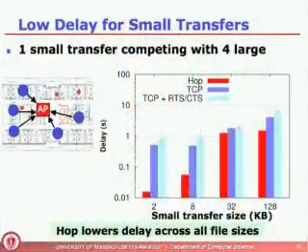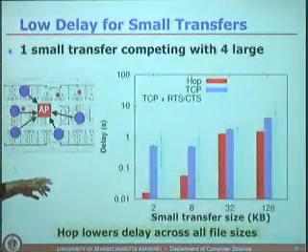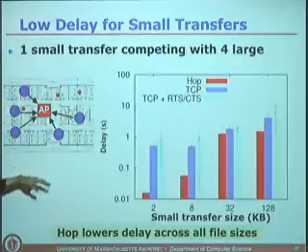Okay, small delays. So in this experiment, there's 1 small transfer competing with 4 large transfers. And the x-axis here is the size of the small transfer, the y-axis is the delay. The different bars are the delays. This is on a log scale.